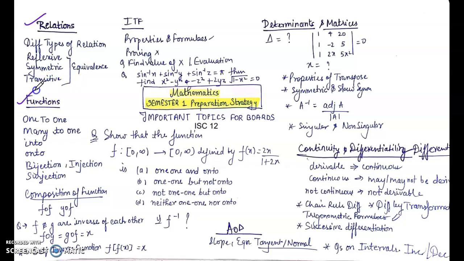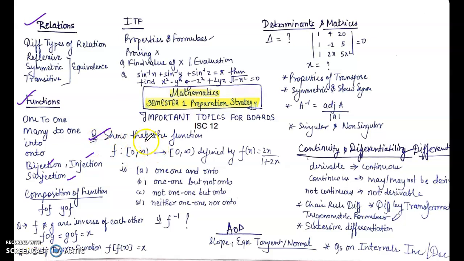Moving on to functions, you have to revise all these functions that are one-to-one, many-to-one, into and onto. You should be familiar with these names like bijection, injection, and surjection. Bijection means one-one onto. Injection means one-one, one-to-one function. And surjection means onto function.